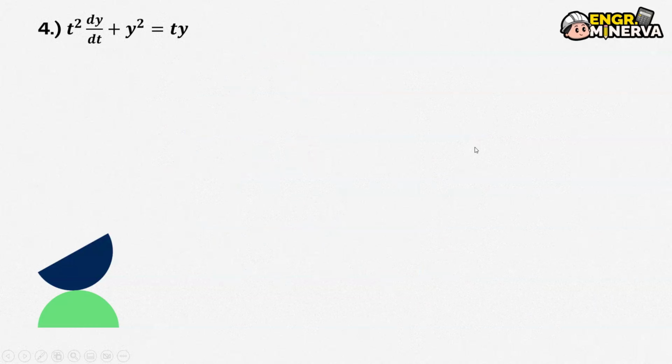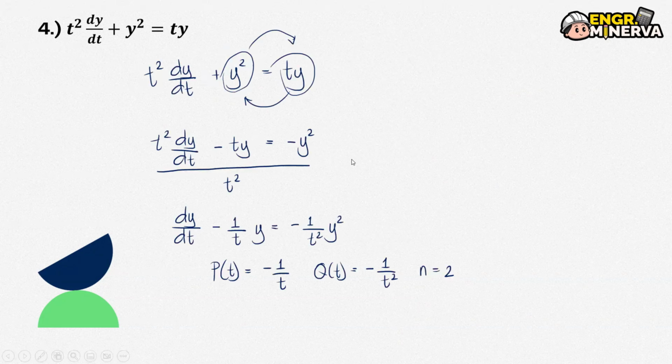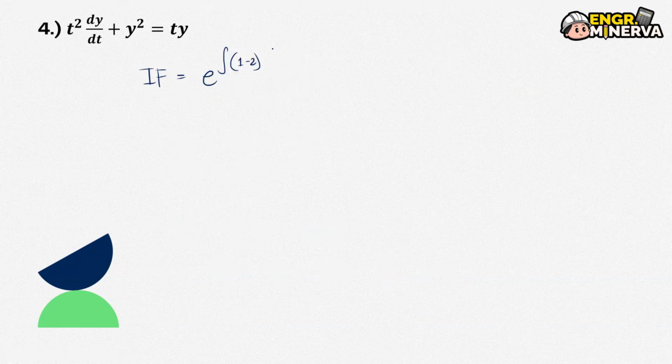Okay, then we have our integrating factor. That would be e raised to the integral of 1 minus n. Okay, your p of t, that is negative 1 over t dt.